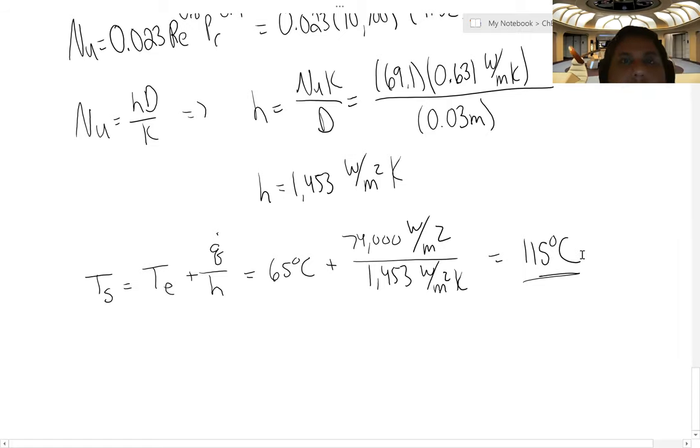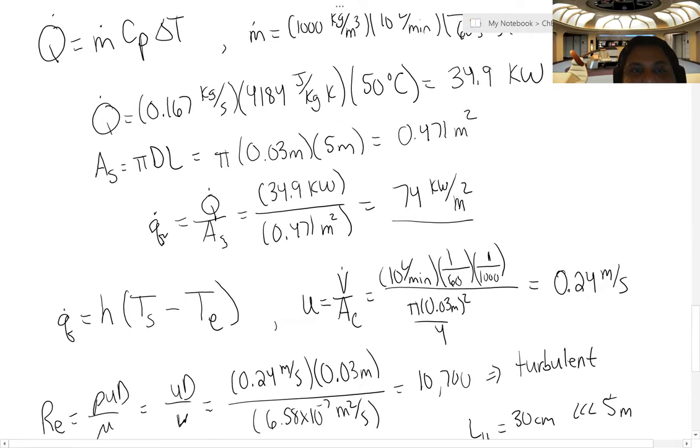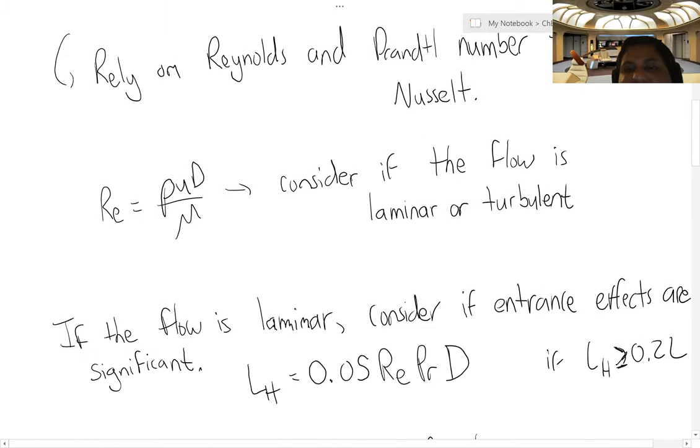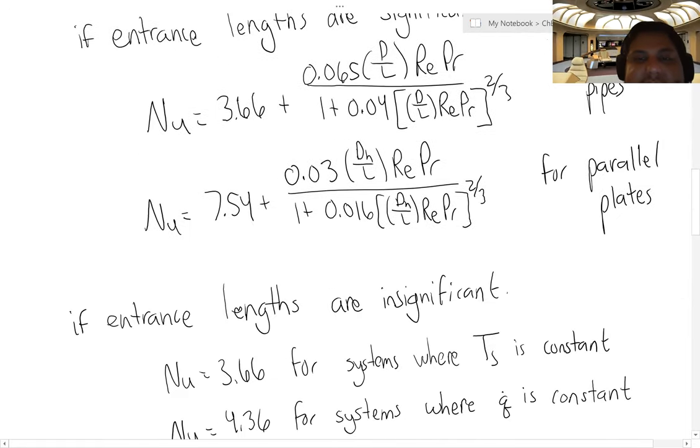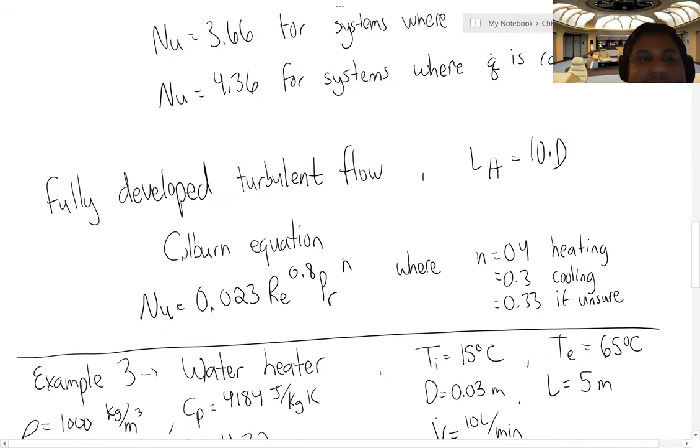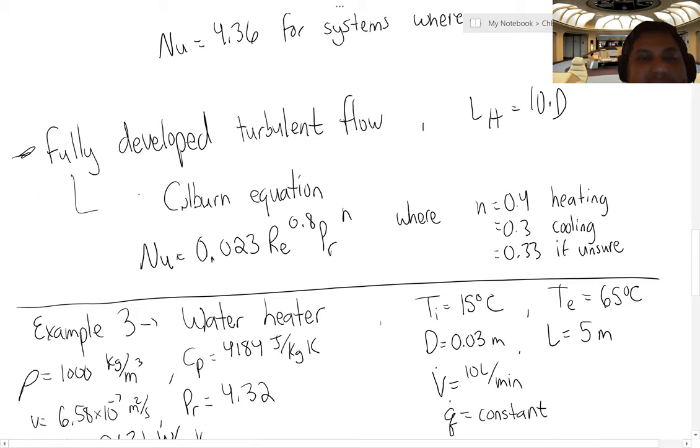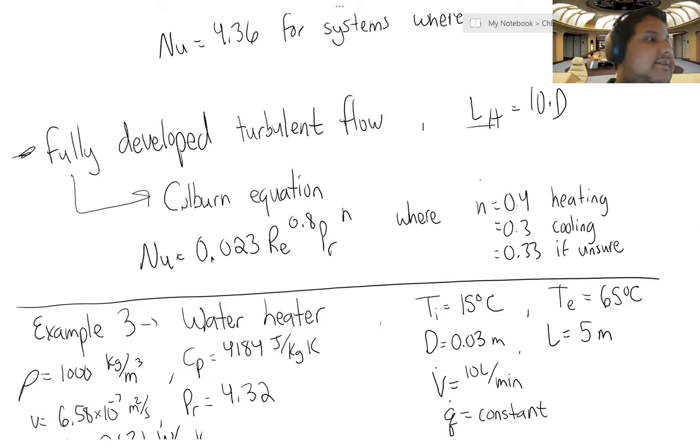So, going back to the Reynolds discussion here, we have to consider if the flow is laminar or turbulent. We did our Reynolds calculation and found that it was a turbulent flow, which means all these expressions that we have right now, I'm scrolling. And so we get to our fully developed flow. And for fully developed flow, we rely on the Colburn equation for confined flow or flow through a pipe, when this entrance region, L_H, which is 10 times D, is insignificant. And so since the flow is turbulent, we can rely on the Colburn equation to find our heat transfer coefficient.